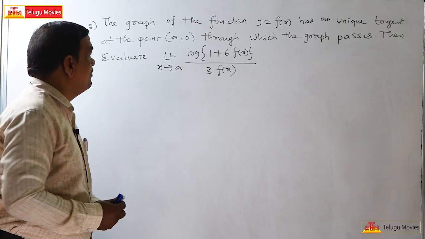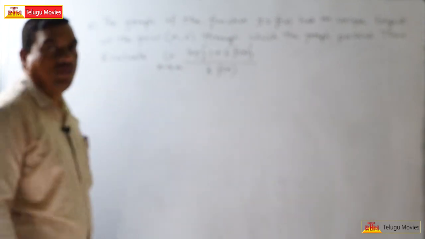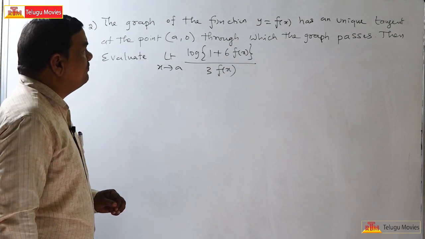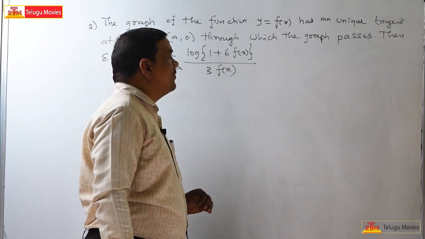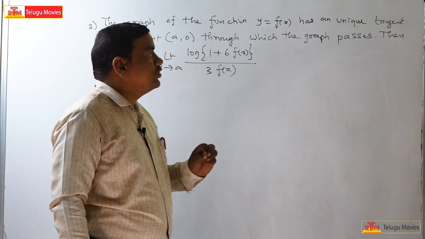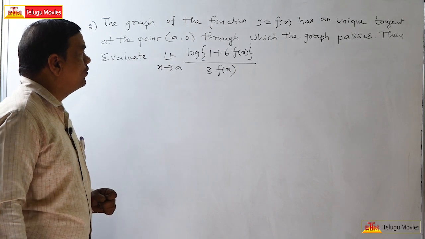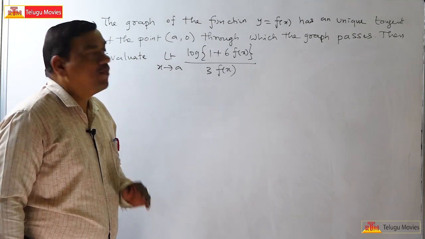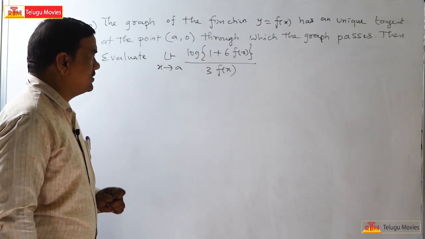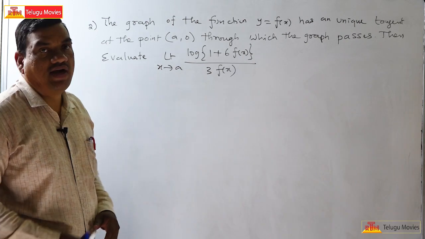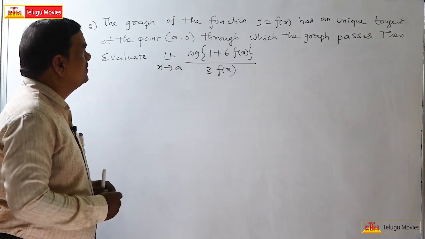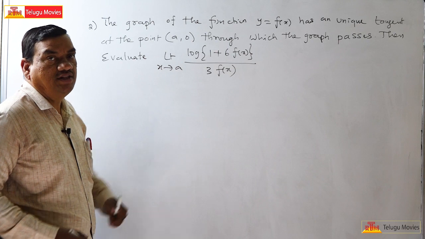Hi students, welcome to this problem. See the problem. The graph of the function y is equal to f of x has a unique tangent at the point a comma 0 through which the graph passes. Then evaluate this value. So first of all, try to understand the first two lines.